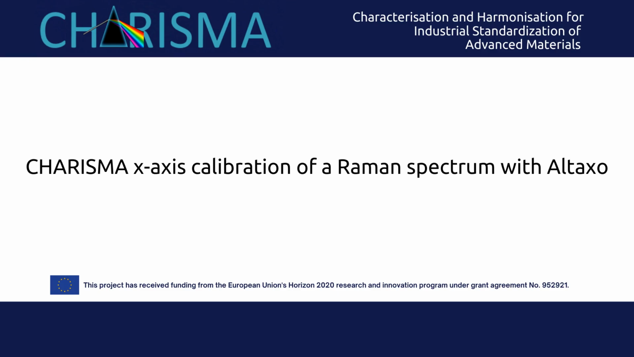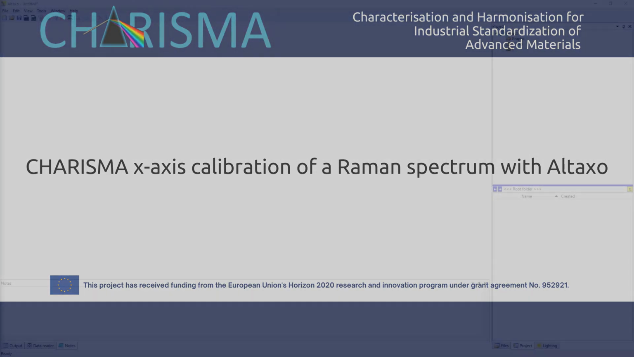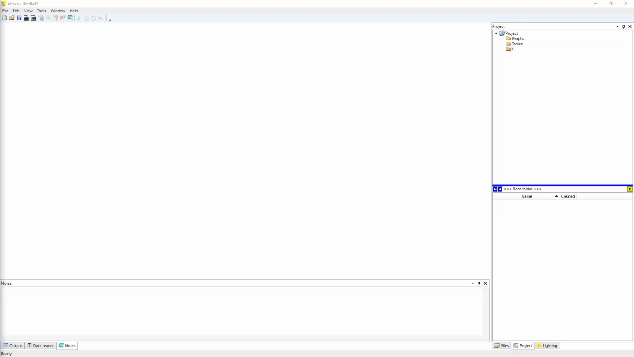Hi. Today, I will show you how to make an X-calibration of a Raman device. For this, we need both a spectrum of a neon lamp that was taken without laser and a Raman spectrum of a silicon wafer. First, we need to load both spectra.